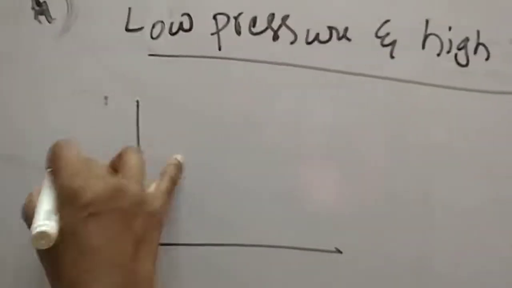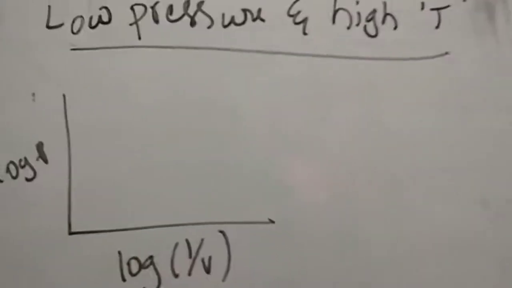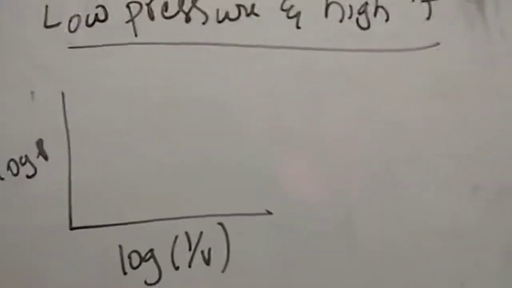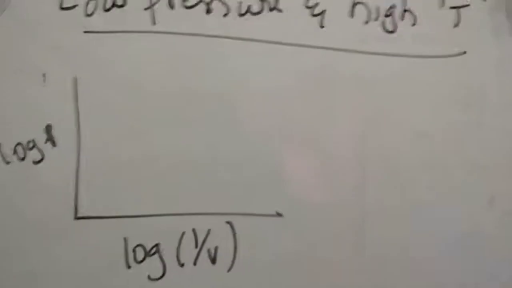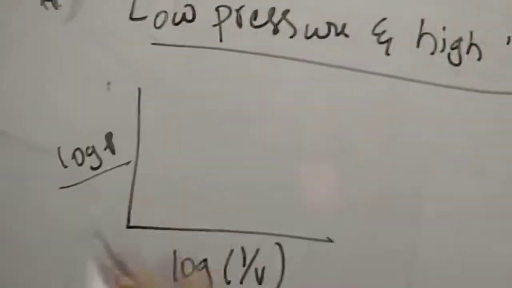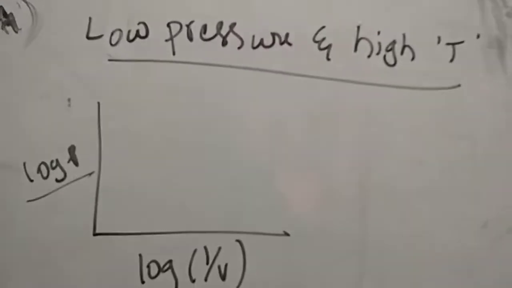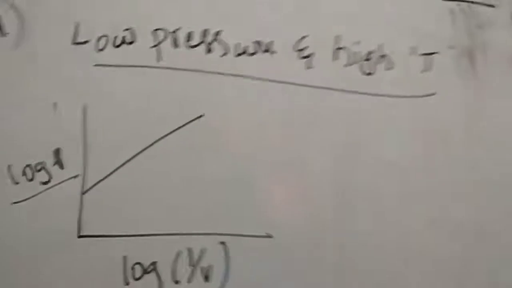Here I am drawing one more graph between log P, meaning I am taking the logs on both sides, P and 1 by V. See, P and 1 by V are directly proportional to each other. So I drew a straight line passing through the origin in the previous graph. But here I am now taking the logarithms of both, then log P and log 1 by V. The graph will come like this.